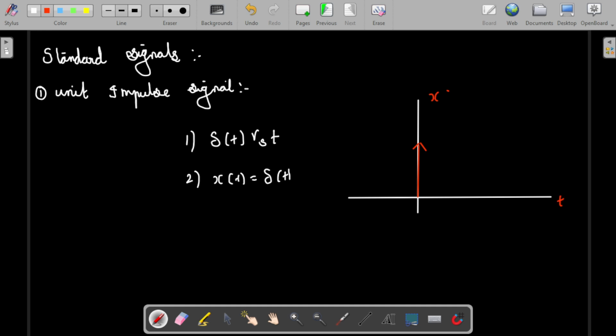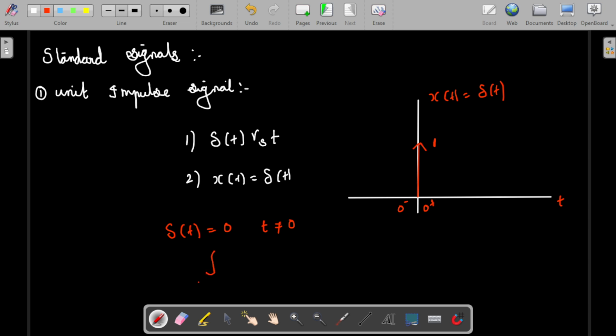This signal is x of t. x of t is nothing but the impulse signal. Only at this value it will be 1. So the value of the impulse will be 1. Even at 0 minus and 0 plus, the value will be 0. So del of t is equal to 0 when t is not equal to 0. This is how the signal is.